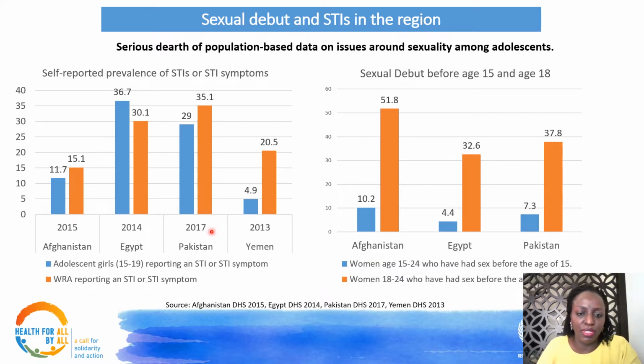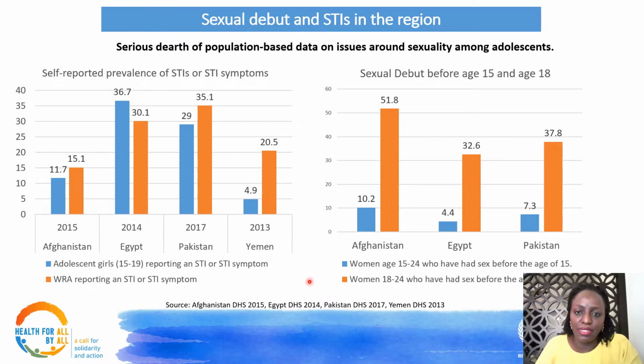And you'll note that also in this graph, probably it's only Yemen where there's a big difference between self-reported, which is about 4.9%, compared to the annual report, which is 20% of STI reported.